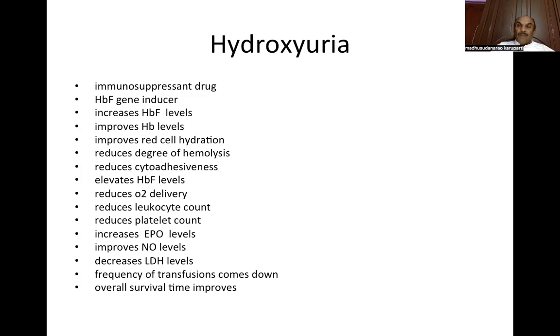It results in elevation of hemoglobin F levels. Okay, it reduces leukocyte count. It is a beneficial effect. It reduces platelet count, increases erythropoietin levels, improves nitric oxide level. Okay, that results in vasodilatation, decreases LDH levels, and it reduces the frequency of blood transfusions in a child with sickle cell disease. Ultimately, overall survival time is improved in the patients with sickle cell disease who are treated with hydroxyurea.